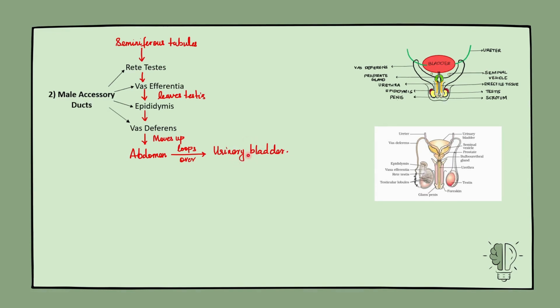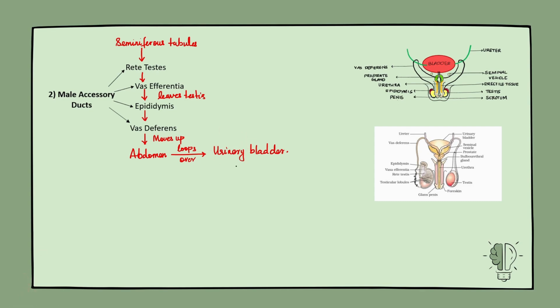Now, the urinary bladder receives a duct from the seminal vesicle. As you can see here, this is the urinary bladder and this is the seminal vesicle. And the bladder receives a duct from the seminal vesicle, and this duct is called the ejaculatory duct. And this ejaculatory duct then opens into the urethra.